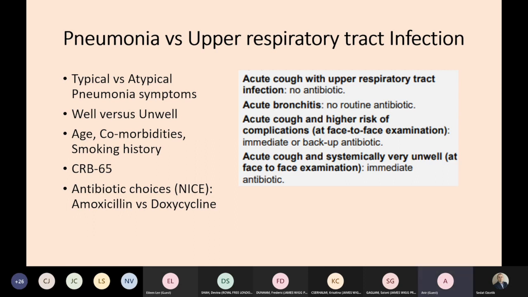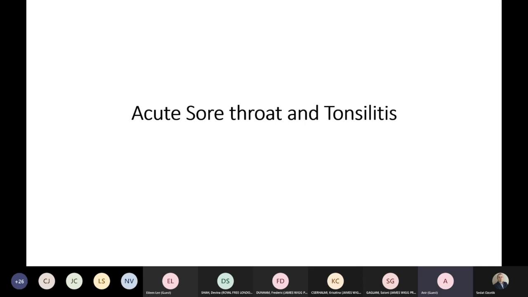Without going too much into antibiotic choices, remember our first line tends to be amoxicillin, but if we're thinking about atypical pneumonias or chest infections, we might consider doxycycline, which has better cover for atypical organisms. Next slide. Brilliant.